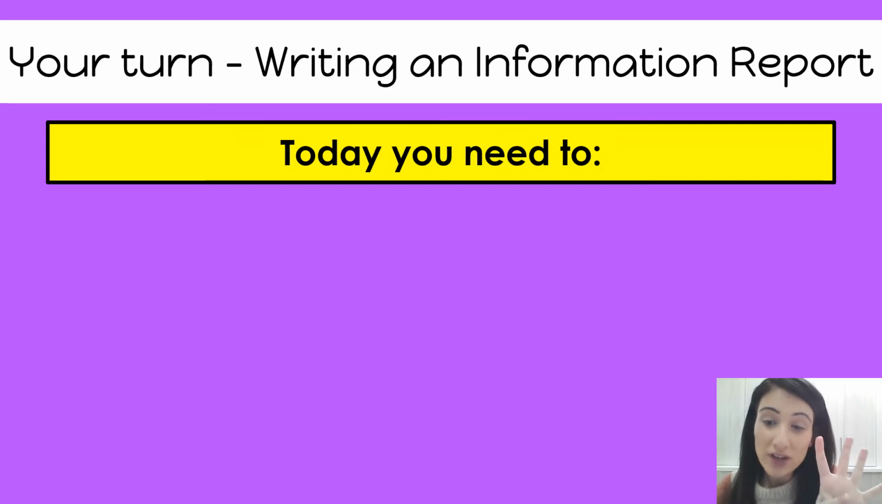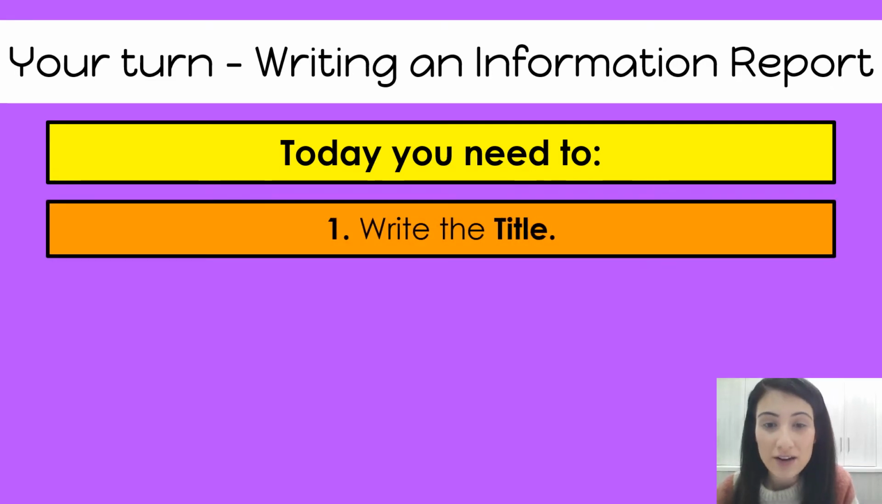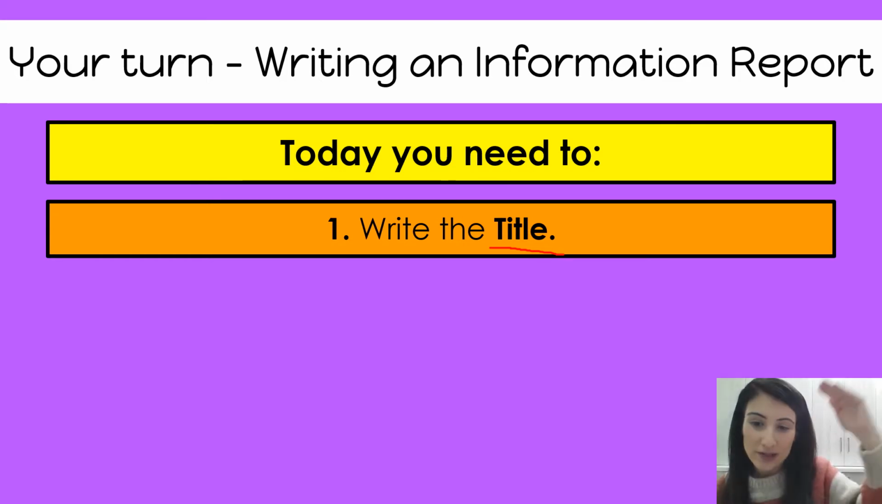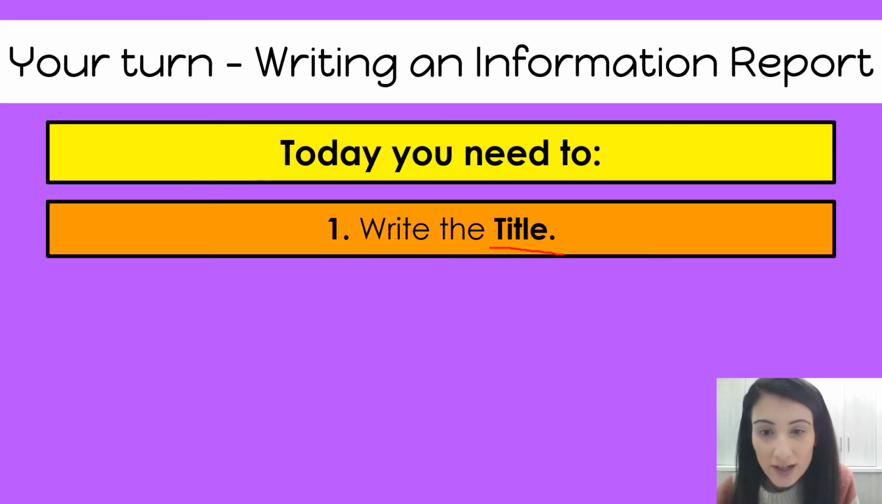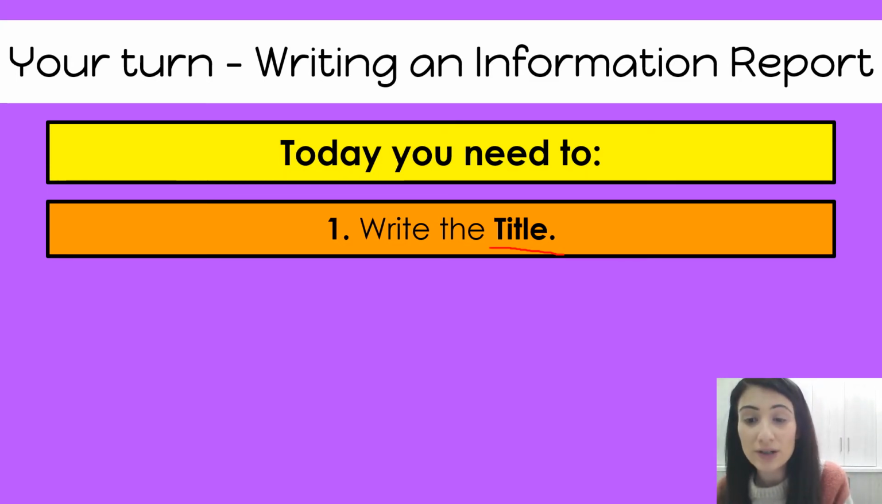There are 4 things we're going to be focusing on today. And the first thing is to make sure we write the title of our information report. And that always goes at the top of our report. So I might not have spoken that much about the title before, but the title is actually really important because it tells the reader what your report is going to be about. So it should actually be the first thing that we write on our page.